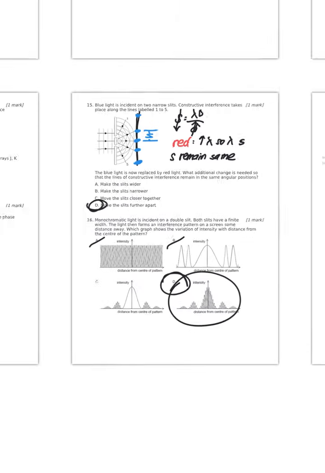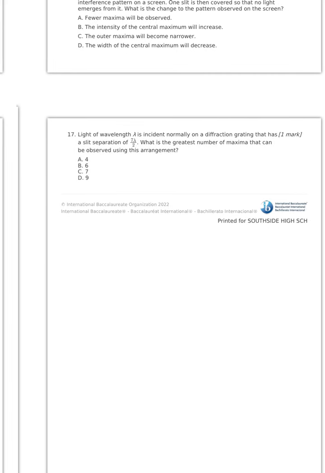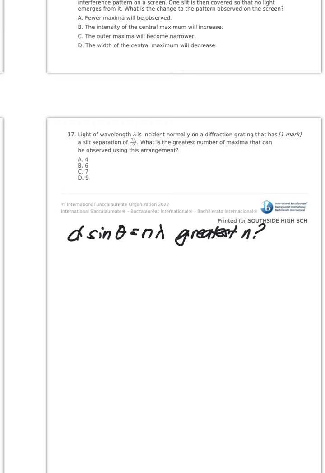And then last but not least, for the multiple choice, we have this guy here by itself, and it's talking about a diffraction grating. It says, what's the greatest number of maxima that can be observed using the arrangement? So it wants to know, based on the slit separation that they gave, what is the greatest number of n? And so the way we figure that out is we set theta to 90, and then whatever we get for n, we take the largest whole number under that.